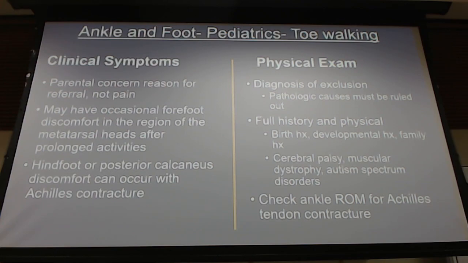There are certain muscular and neurological conditions that can cause kids to continue toe walking. Things like muscular dystrophy, or any of the neurologic conditions that tend to affect muscles and nerves, to include cerebral palsy and folks on the autism spectrum.